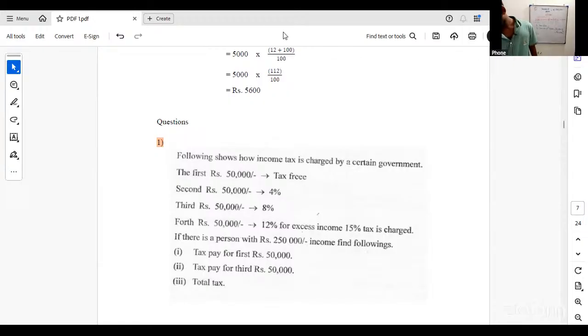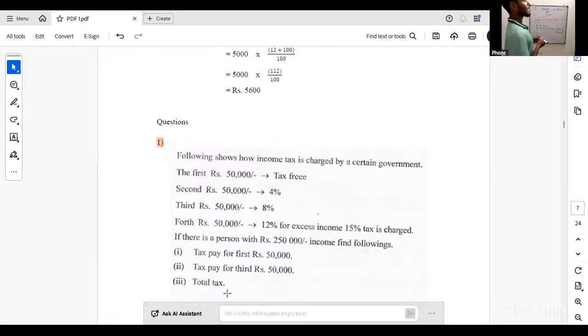Then the third part, they ask to calculate the total tax. How to calculate the total tax? You have to add all of these taxes, right? The first 50,000 is free. You don't need to pay. But from the second one onwards, you have to pay. Let's see the total tax. From this one, how much? It's 0, right? You don't need to pay taxes for this because it's free. Second 50,000, you have to pay 4%. So 50,000 into 4%, plus the third 50,000, which we found here is 4,000, right? Then the fourth 50,000 into 12%. Then the next one, 50,000 times 15%.